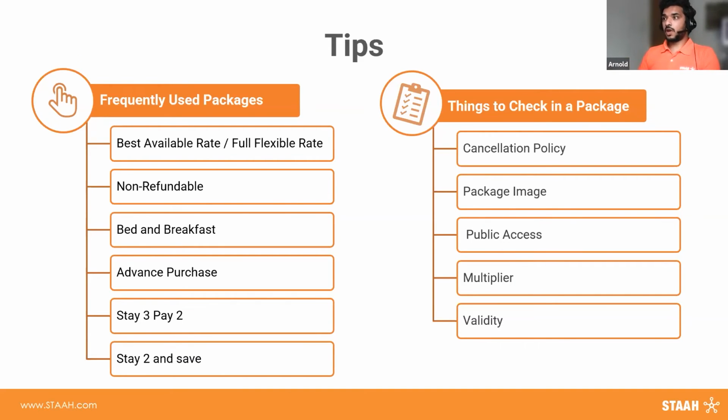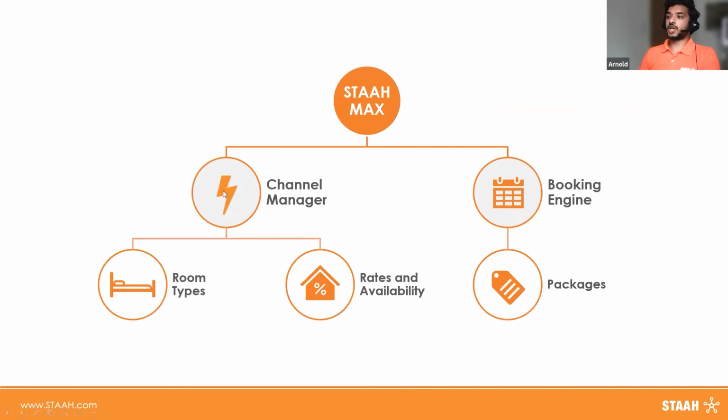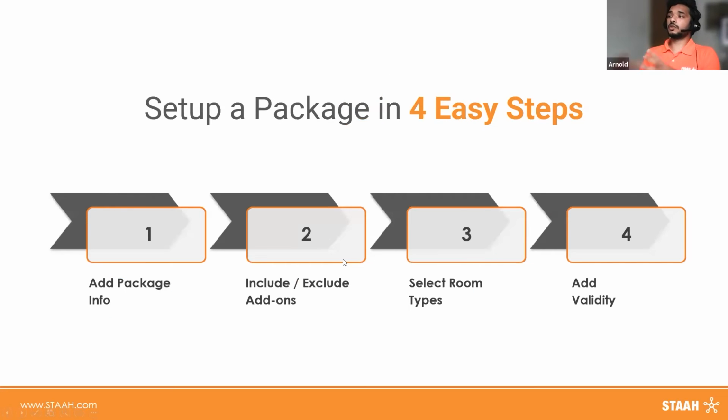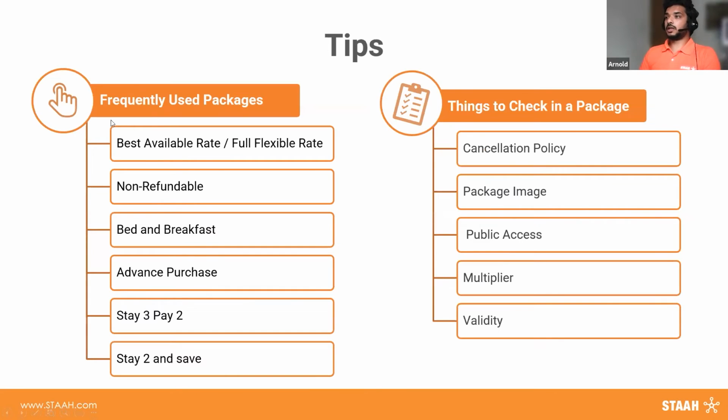So again, what we went through would be, we went through the channel manager, how to create room types and how to change your rates and availability. We went through our booking engine and how to create packages on the STAAH system. We went through the 4 easy steps with which you could set up your packages. One was adding a package information. Second was including, excluding add-ons. Third was selecting your room types. And finally, it was adding your validity on there. And then we just went through the quick tips of frequently used packages and things to check in a package.